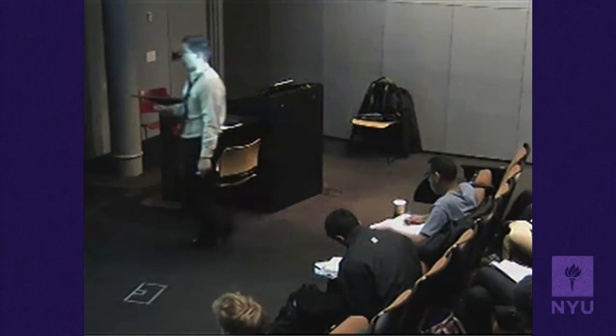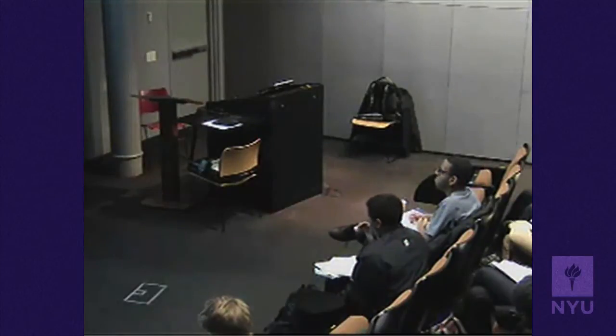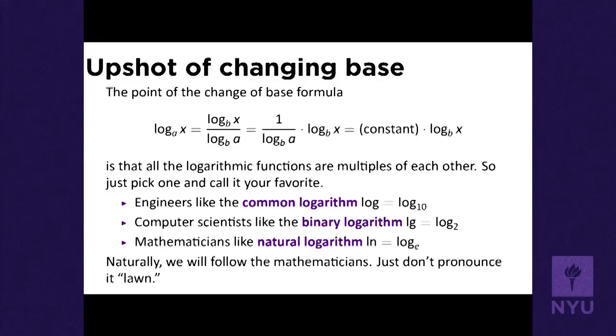Engineers like to do the log base 10. They call it the common logarithm, and they write it log. You might have a log button on a calculator that's computing log base 10. Computer scientists, because they measure algorithms which do a lot of division by 2, and because they do all their binary arithmetic, like the binary logarithm, which is the log base 2, and they will sometimes write it as lg. We mathematicians have our own special reasons for preferring the base e, and as we said, Euler and us will call the log base e the natural logarithm, and I'll write it as ln.